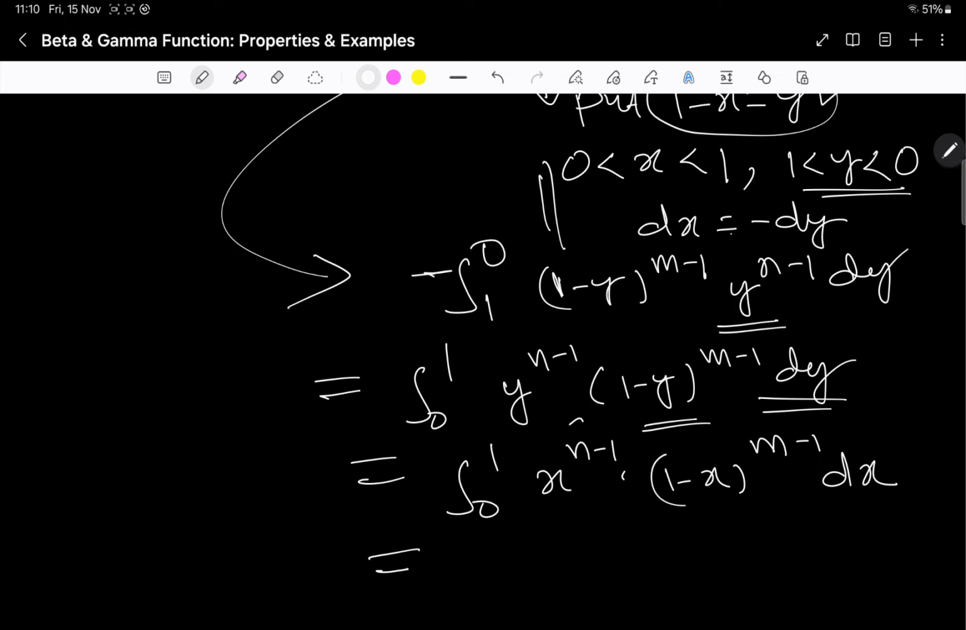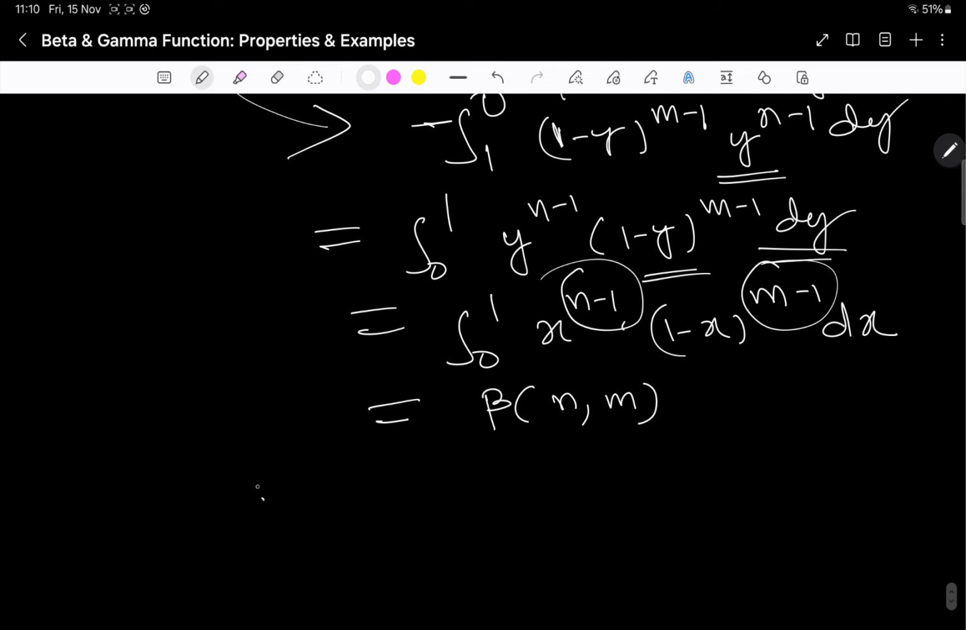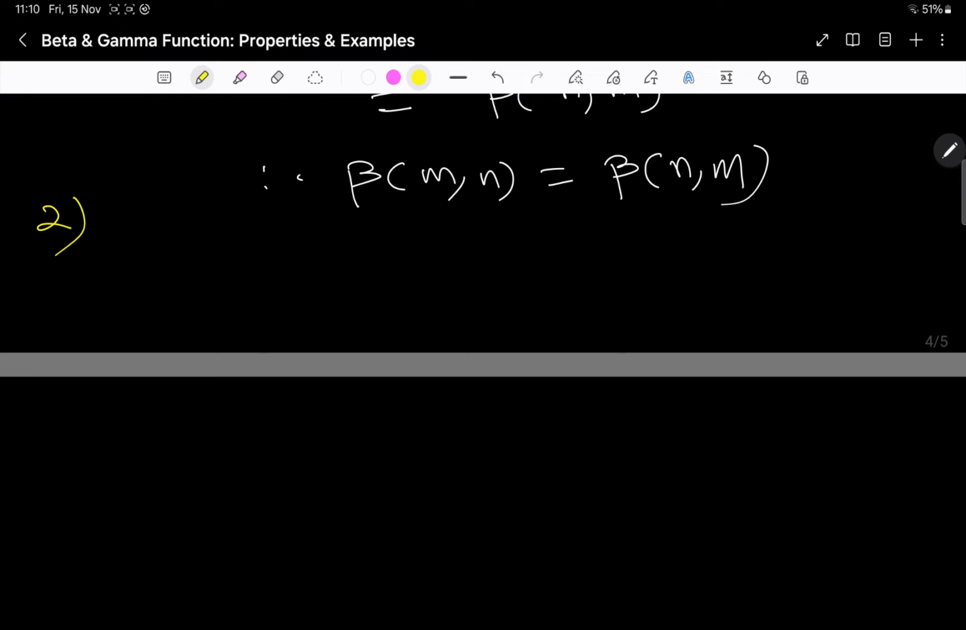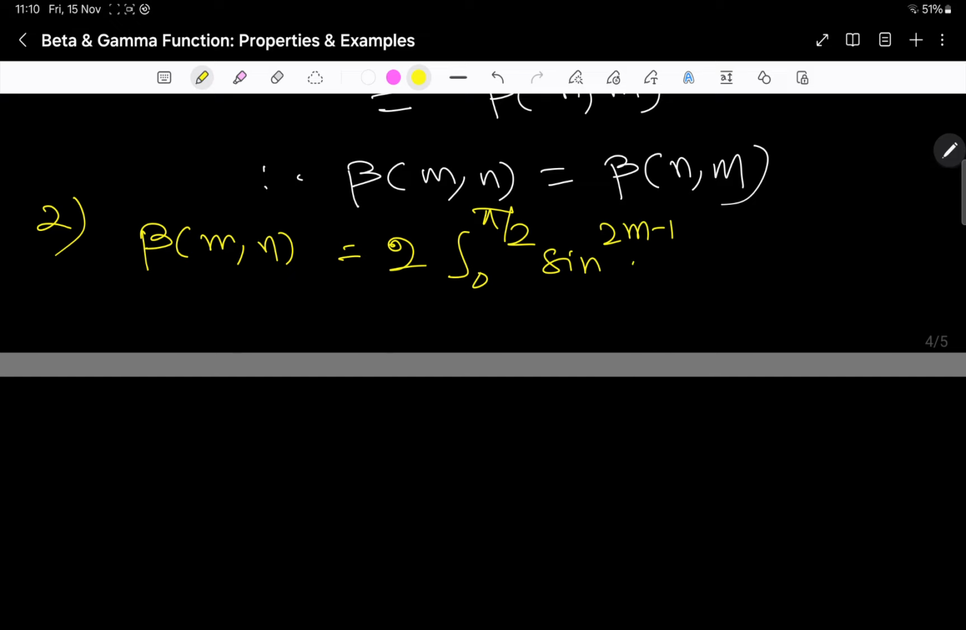So is it not here the n first then m? Is it not here beta nm? So therefore what we conclude? We conclude here beta mn is the same thing as beta nm. Okay. Coming to another important property, beta mn is twice integral 0 to pi by 2 sine to the power 2m minus 1 theta into cos to the power 2n minus 1 theta.